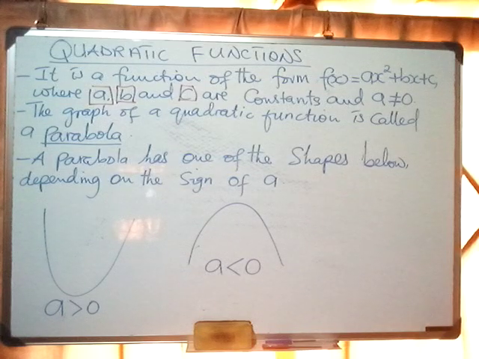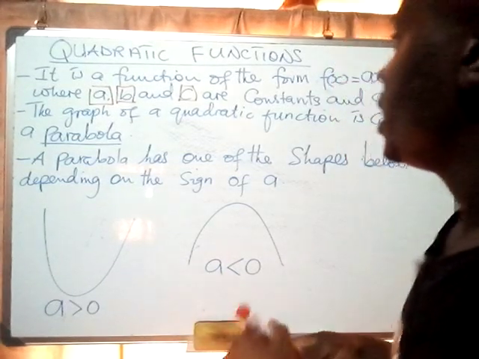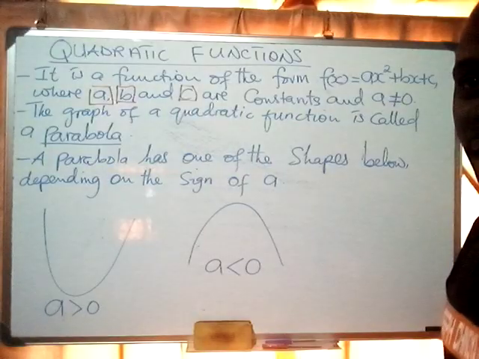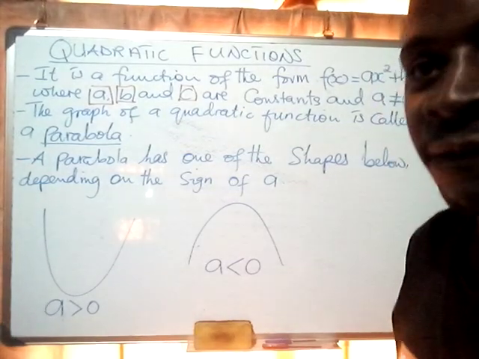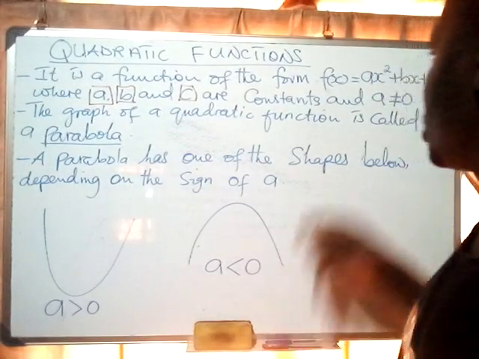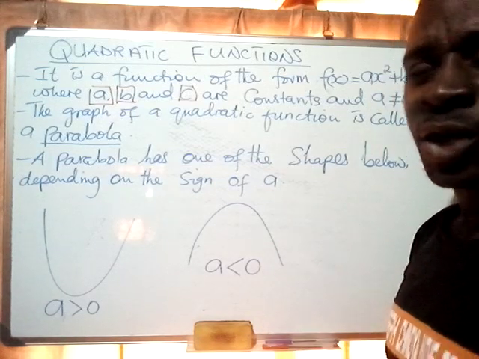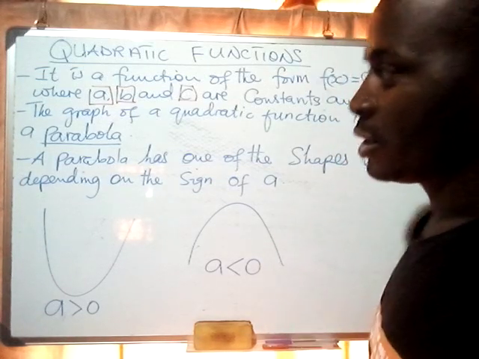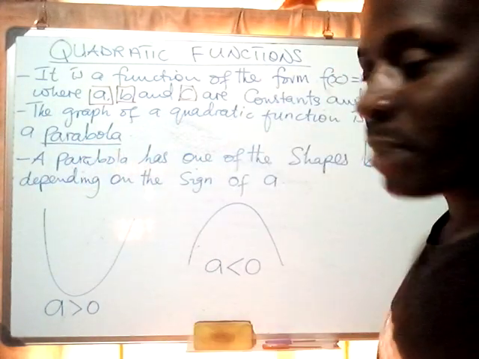A, b, and c are constants, and a is not equal to 0, because once a is equal to 0, it is no longer a quadratic. It will become a linear function, because if you put a 0 there, it will no longer be x squared. The graph of a quadratic function is called a parabola.